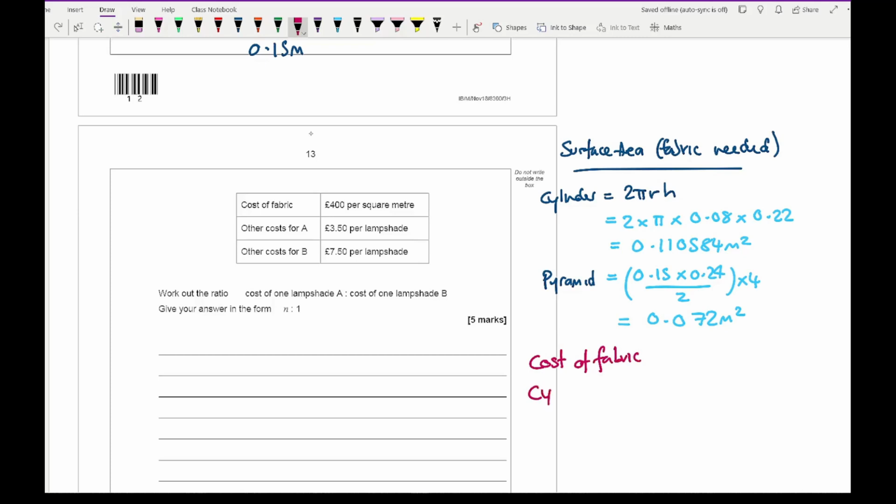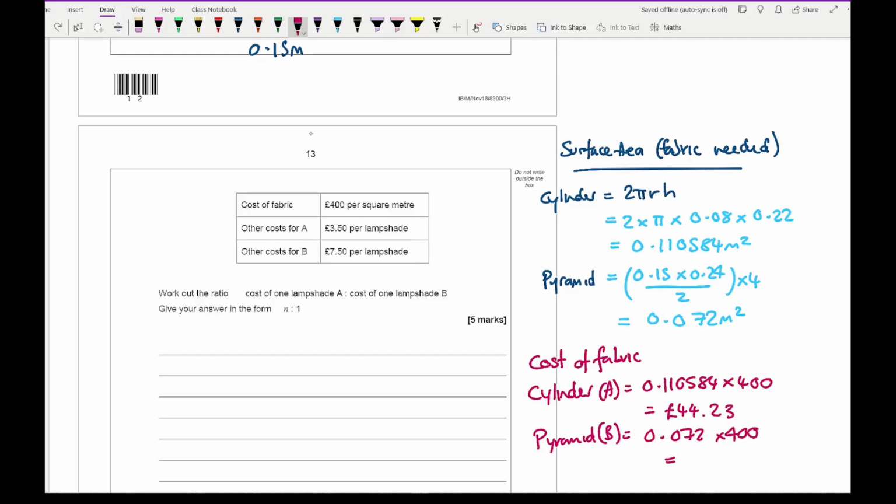So for the cylinder, for A, it's going to be 0.11058 times 400 pounds per square meter, and that gives me a total cost of £44.23. Then for the pyramid, it's B, going to be 0.072 times 400, and that comes up to a cost of £28.80.